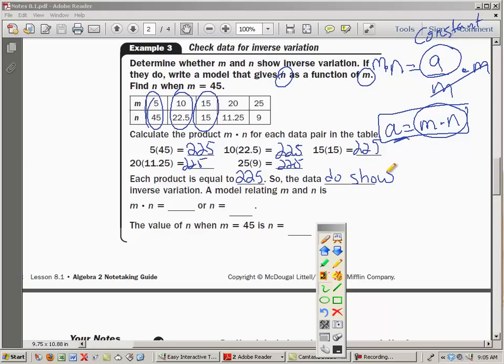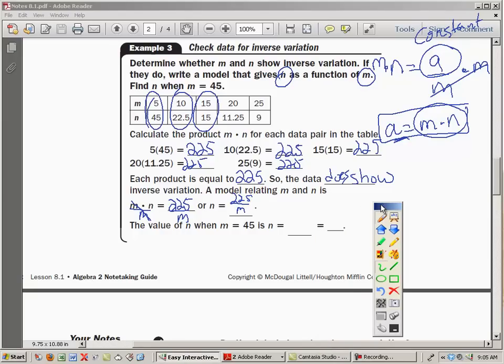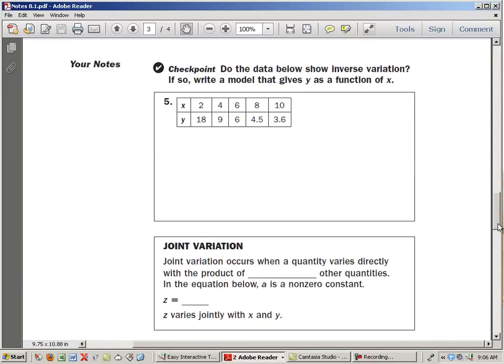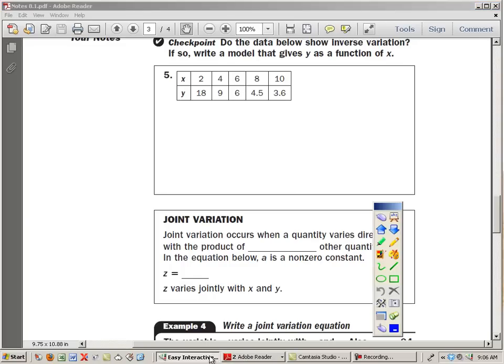Okay, the data does show, that's grammar, does show inverse variation. Model relating m and n then becomes m times n equals 225, and if I want to write n as a function of m, I would divide both sides by m, and I get n is equal to 225 over m. All right? And so the value of n when m equals 45 becomes n equals 225 over 45, and 225 divided by 45 comes out to 5. All right? Top of the next page then, you guessed it, checkpoint. Okay, let's give it a shot.